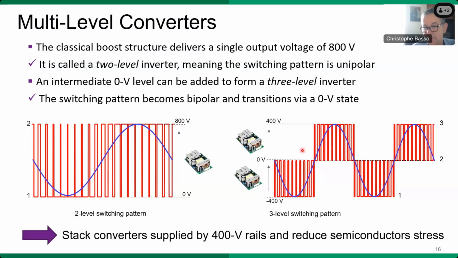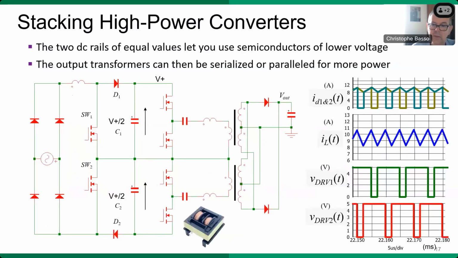But at least here, typically in a Vienna, which is a three-level type of converter, you can use 650 volt semiconductors, while you would be constrained to 1.2 kV semis here if you would be building a two-level converter.